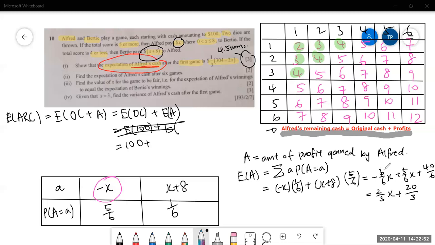So here should be 5 over 6. Here should be 1 over 6. So in total, here should be minus 2 over 3. So 100 minus 2 over 3x plus 20. So we should get minus 2 over 3x plus 120. Will we get an answer?